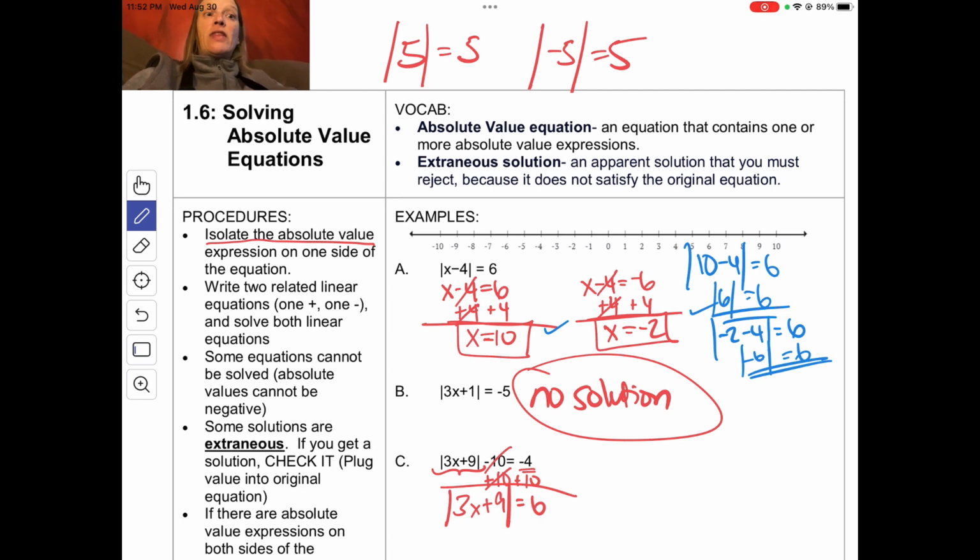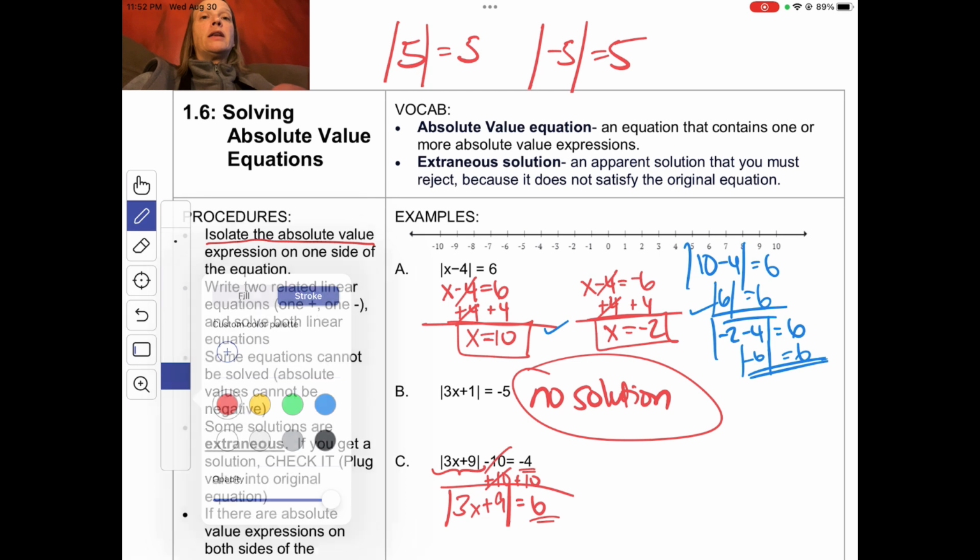Now that I have the absolute value all by itself on one side of the equation, I can tell that this is not automatically a no solution situation, because my absolute value expression equals a positive number. So, looking to solve this, I can now approach this the same way that I approached question A. I can set my absolute value expression equal to the positive 6 and set up an equivalent expression equal to negative 6. So let's do that now.